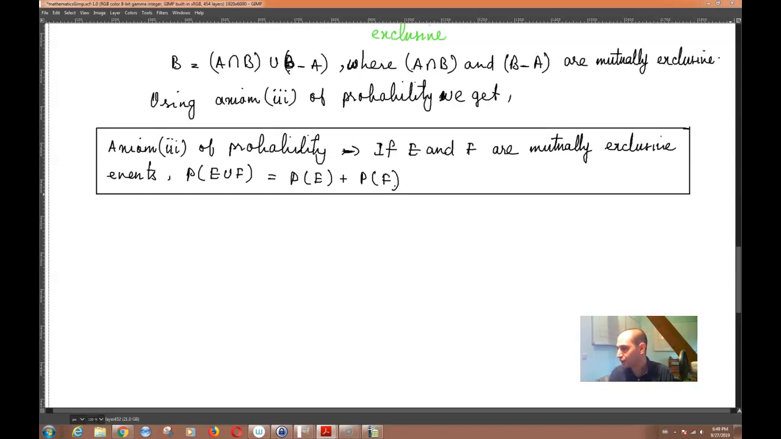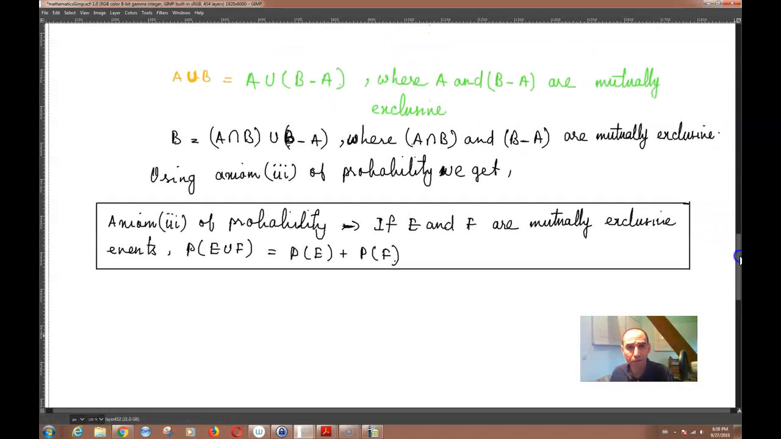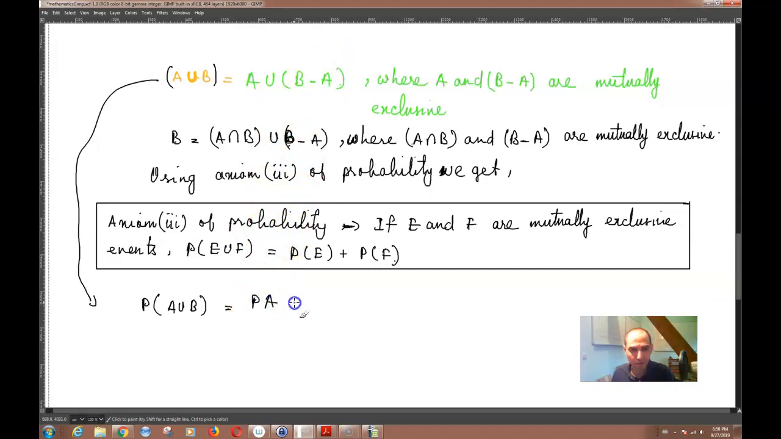Now, using axiom 3 of probability, we get, using this situation that I have here, this is A union B, so that is A union B minus A. Then you can write this equation as P of A union B equals P of A plus P of B minus A. You already know that these are mutually exclusive events, so you can write this expression, and I call this equation number 2.